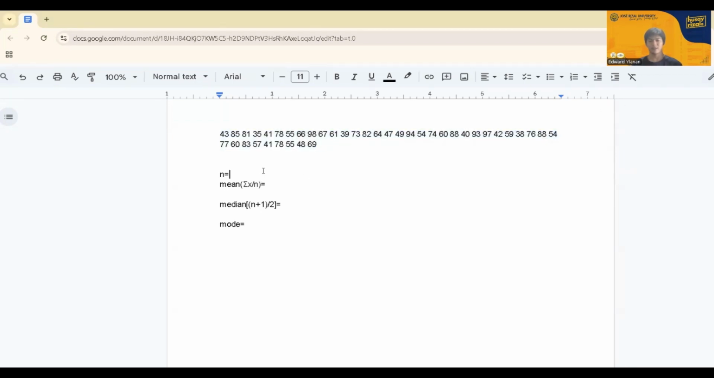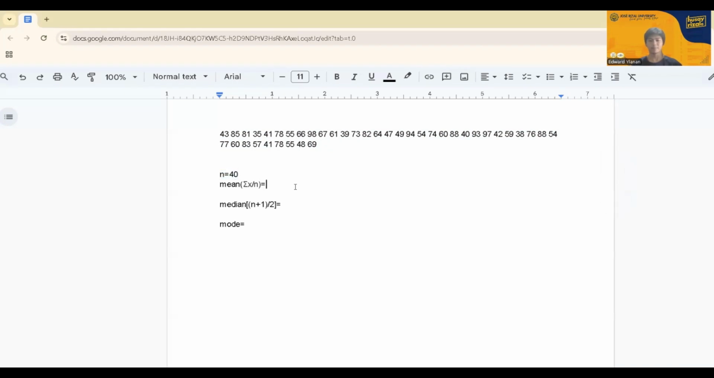So first is n. How do we find n? Makuha po ang n sa pagbilang ng data points sa ating dataset. Data points are 40, so our n is 40.